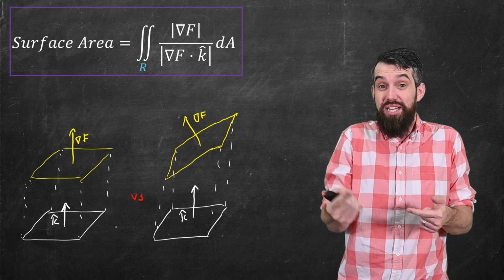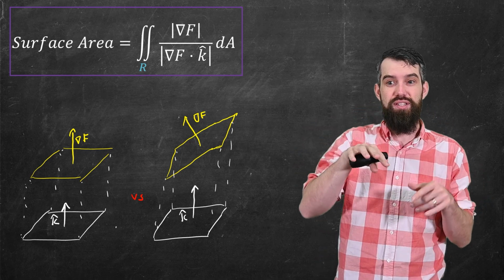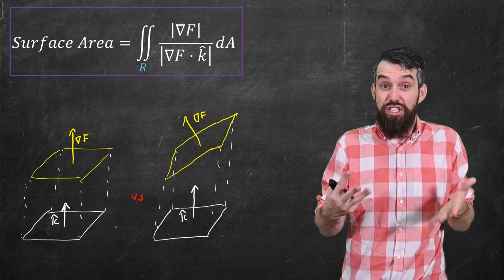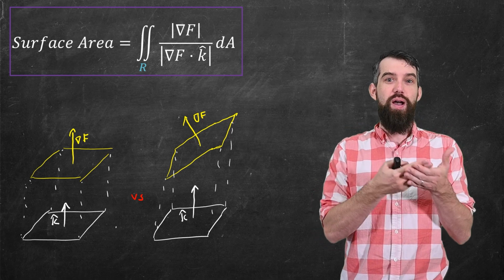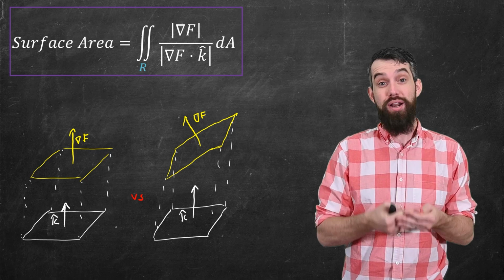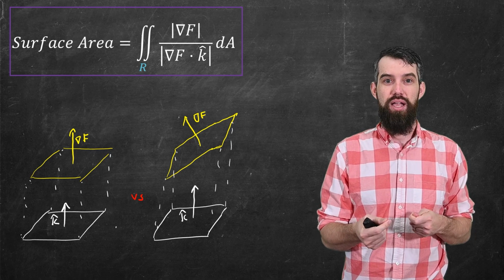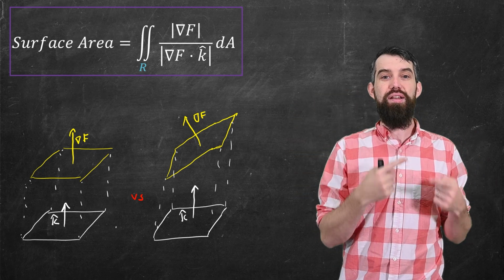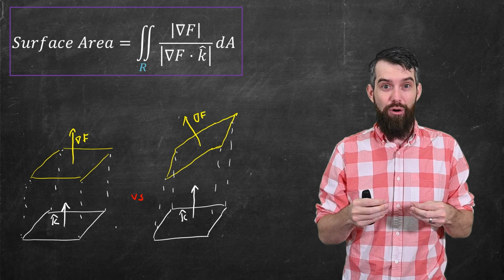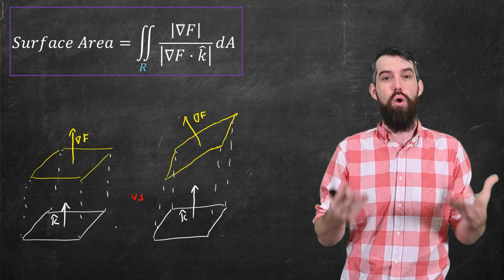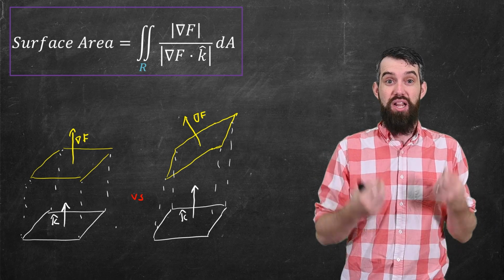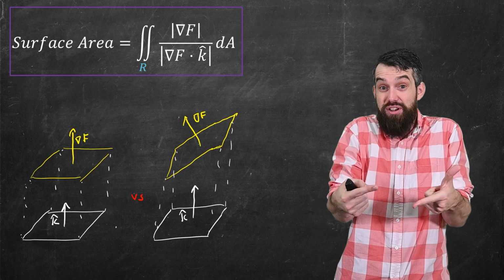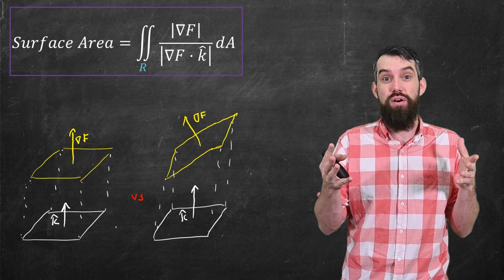It would take more material to paper over that tilted surface than it would the underlying one in the domain. And so what we need to have is a stretching factor. The length of the gradient of f divided by the length of the gradient of f dotted with k hat gives us that stretching factor. Indeed, the more the plane is twisted, the smaller the gradient of f dot k hat gets. And if it's smaller in the denominator, it's bigger overall. Basically, we've got a ratio between the original length of the gradient vector and this portion of the gradient vector in the k hat direction. That is our scaling factor.